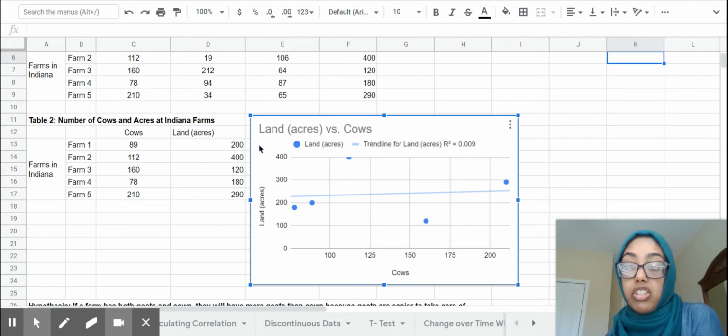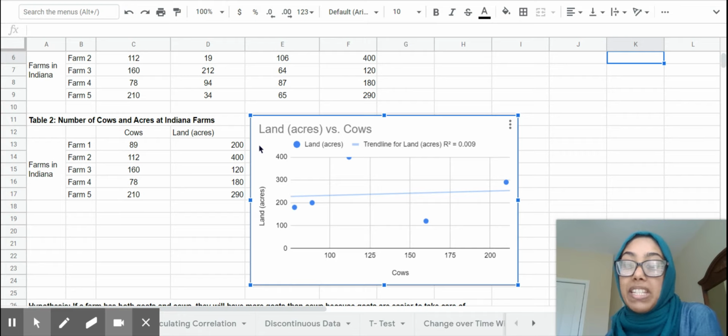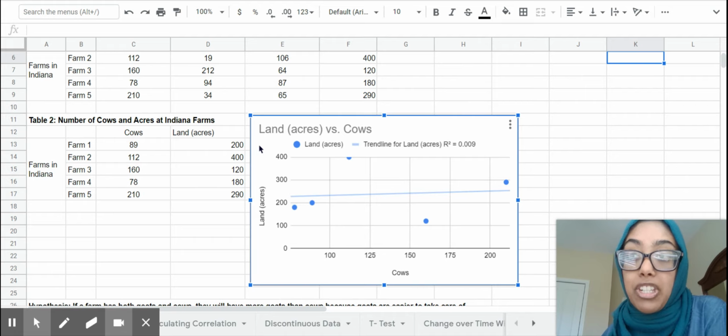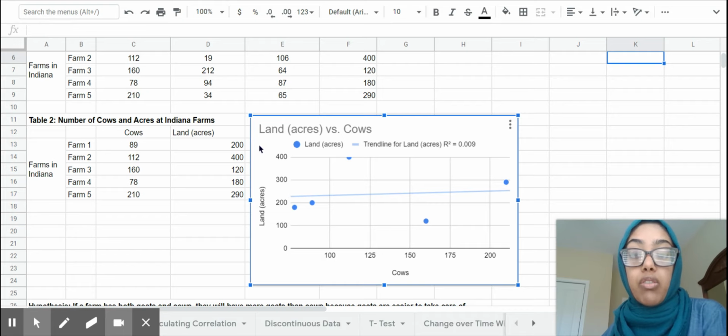Yesterday, I believe Mr. Larson took you guys through how to look at correlations. So now we're looking at this chart and it's looking at land and cows. And I'm thinking to myself, I wonder what the R-squared value is. If you think back, R-squared value indicates the strength of the correlation. So I'm looking at an R-squared value of 0.009, which is extremely weak. If you think back to yesterday, you want your R-squared value to be at 1, and that is what tells you that you have a strong correlation.